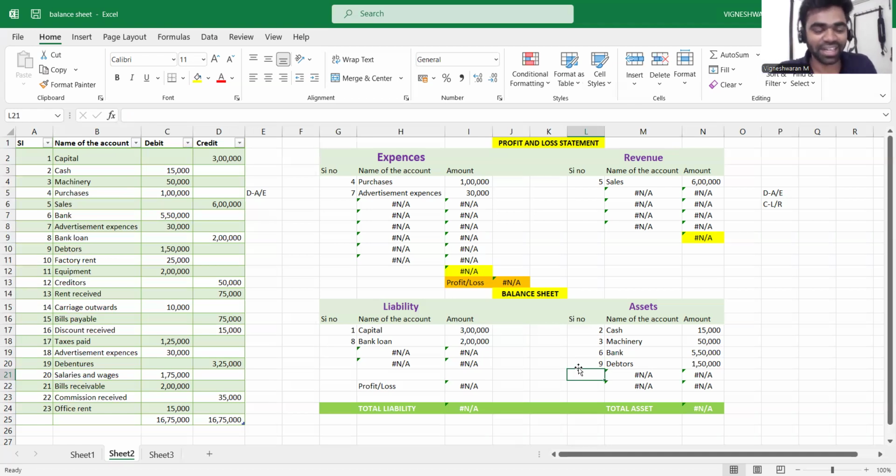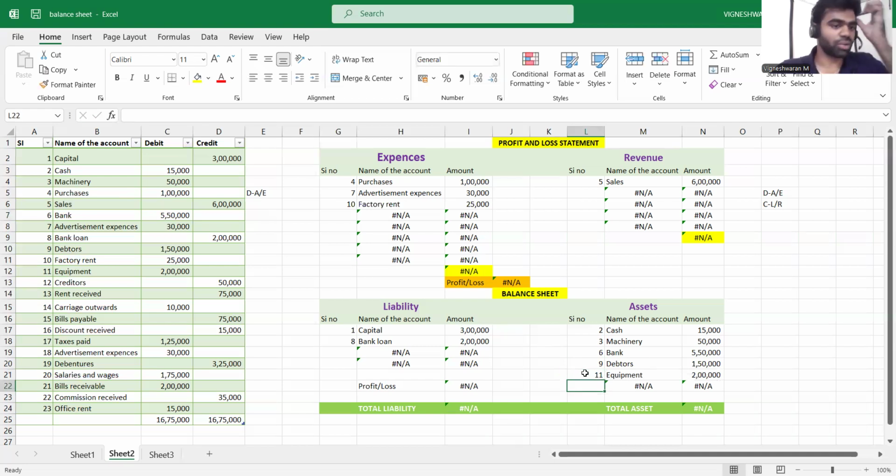10th one, factory rent. So factory rent, something is in the debit side. Rent, we all know, is an expense. So debit, expenses. If something is in the debit side, it can be an expense. So factory rent, 10th one. Then 11th one, equipment. Equipment is an asset for us.